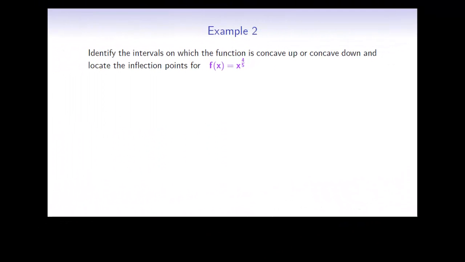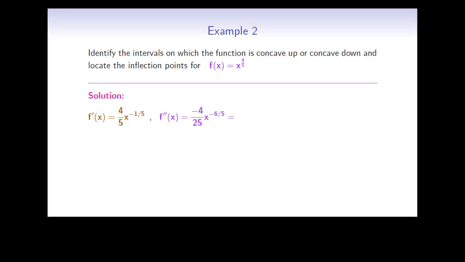Here we have a similar example, but this time f of x equals x to the power of 4 over 5. So again, the first step is to find the second derivative. Using the power rule, we bring down the 4 over 5 and multiply in front, and we subtract 1 from the exponent, so the new exponent becomes negative 1 over 5. Differentiating again, we get negative 4 over 25 times x to the power of negative 6 over 5. Another way of writing that is negative 4 divided by 25 times x to the power of 6 over 5.